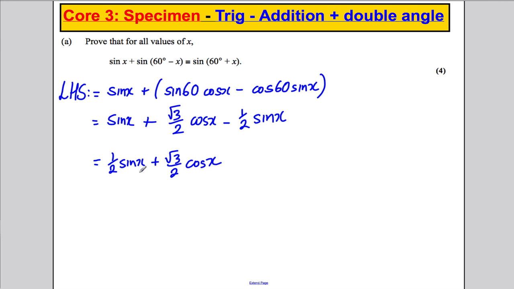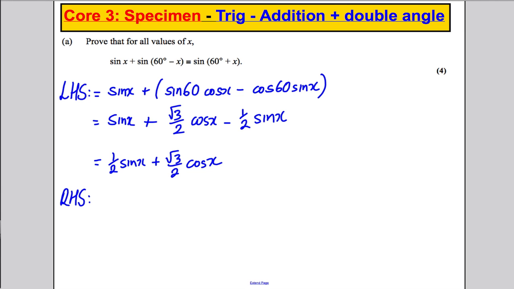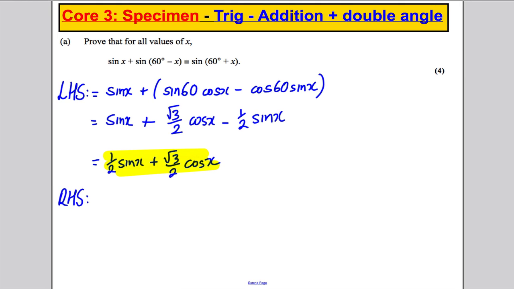Now currently there's nothing much else we can do with this to make it look like this. So we could actually use the R cos, R sin theta formulae, etc. But it's a bit too difficult. I would at this stage just start off on the right-hand side. Manipulate that and show that after you manipulate it, it is equal to this. And then you know both sides must equal the same thing, so they are equal.